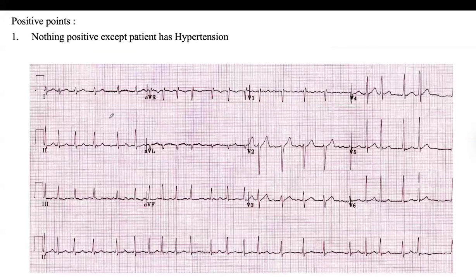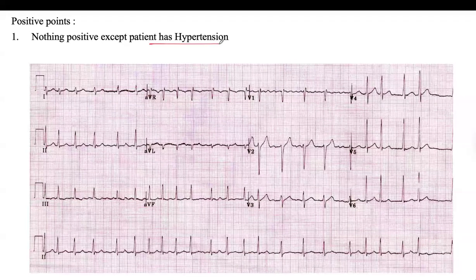When you do the history and physical exam, as we have done already, there might not be any specific findings except that the patient has palpitations. You might find that the patient has a history of hypertension. That's it. Have a look at the ECG.